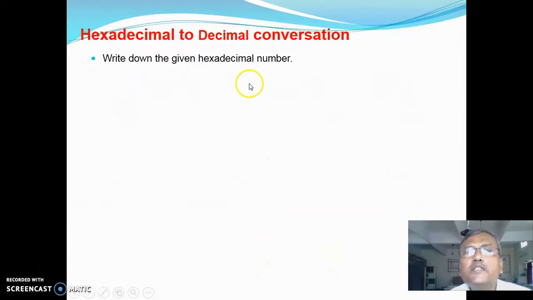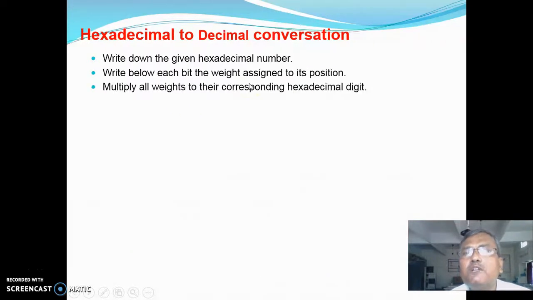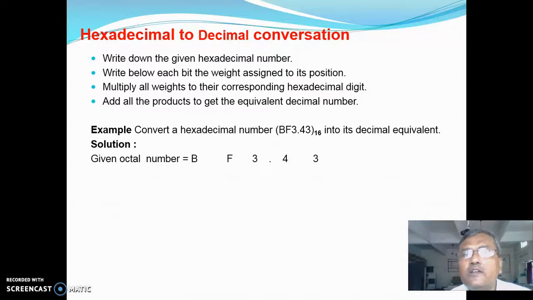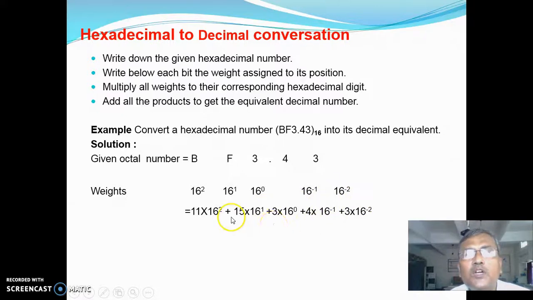Then similarly we consider the hexadecimal to decimal conversion. Here is the same procedure. We write down the hexadecimal number as BF3.42. Then we write down the corresponding weights for each digit here. For example, 3 has the weight of 16 raised to 0, F has the weight of 16 raised to 1, and B has the weight of 16 raised to 2. Similarly, 4 has the weight of 16 raised to minus 1, and 2 has the weight of 16 raised to minus 2. Then we multiply each digit by its weight here.